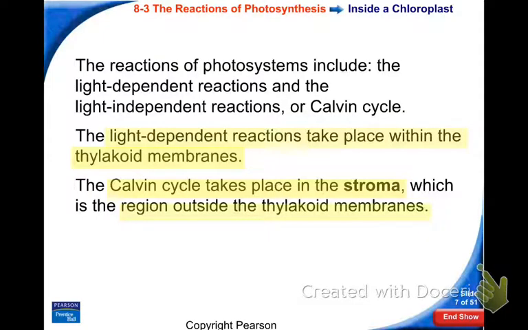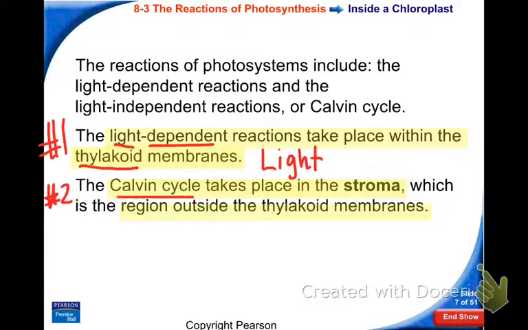The first part of photosynthesis is called the light-dependent reactions. And guess what is needed in order for these to take place? You guessed it, light. They are dependent upon light. These light-dependent reactions have to occur where you have the chlorophyll. As I said earlier, the chlorophyll is embedded in the thylakoid membranes, and so that's where these light-dependent reactions occur.